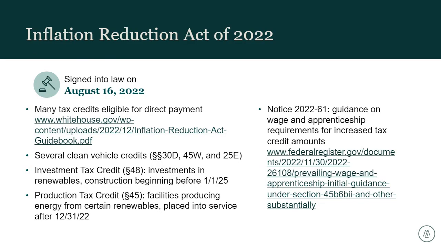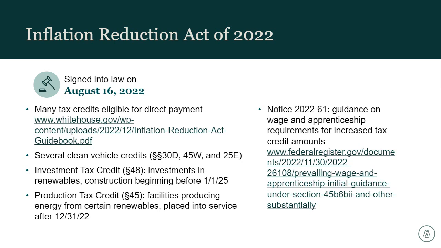And so going back to the Inflation Reduction Act that I mentioned, many of these tax credits are now eligible for direct payment, and they include clean vehicle credits and the investment tax credit, which is a tax credit that reduces tax liability by a determined amount. So for example, 30% of the total cost of a solar system that an organization would be installing is possibly eligible, and that would be a lump sum one-off credit.